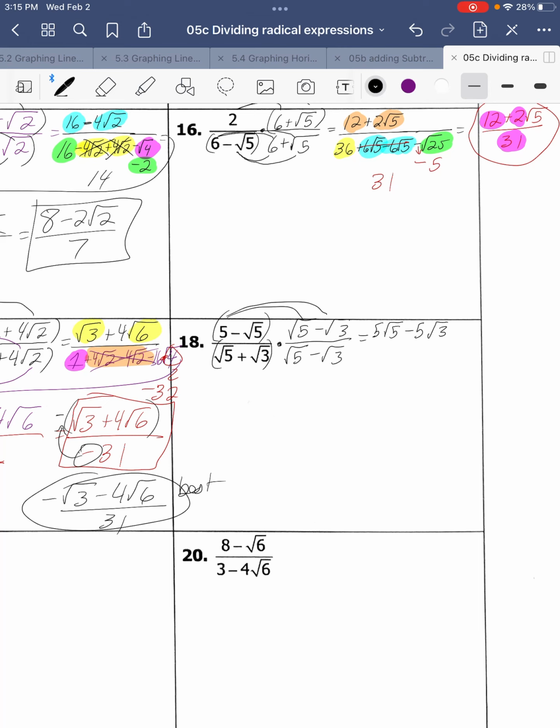We're not done. Now we got to multiply negative square root of 5 times the square root of 5, which is a negative square root of 25. Negative square root of 5 times a negative square root of 3 is a positive square root of 15.